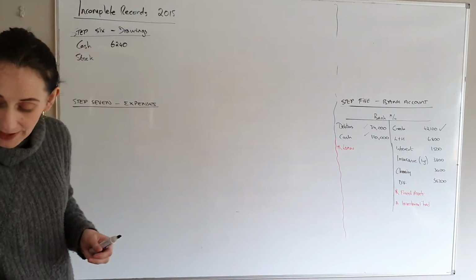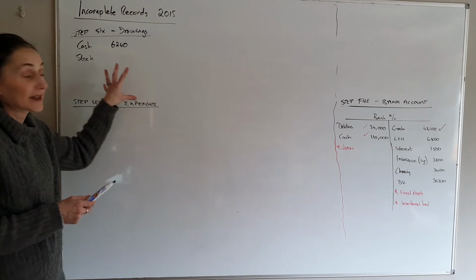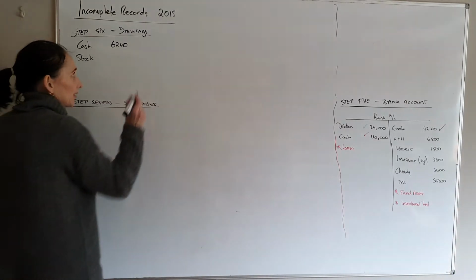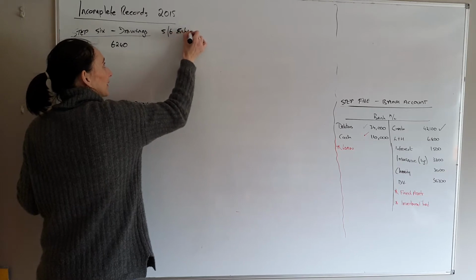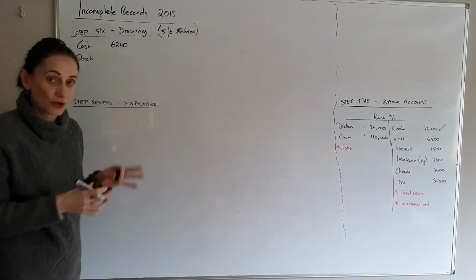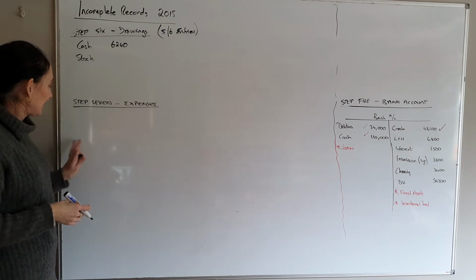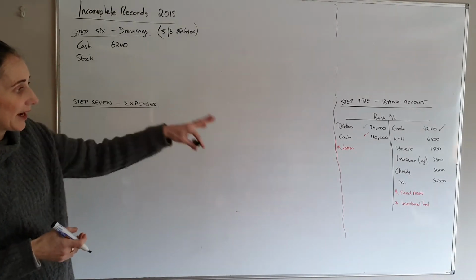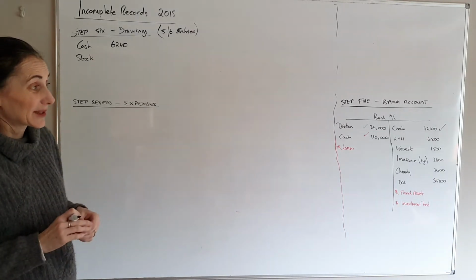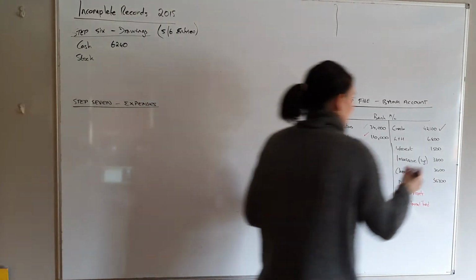Okay, step 6 is your drawings. Now, in your drawings, in this adjustment, watch out, there's usually 5 to 6 entries that you're going to find as you go through the question. And step 7 is your expenses. It doesn't matter which expense we do. Now, because I have these up here at the moment, I might as well start with the expenses here. So I'm going to start with my light and heat.